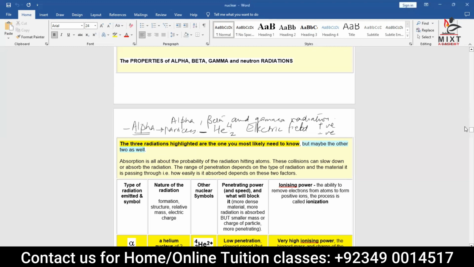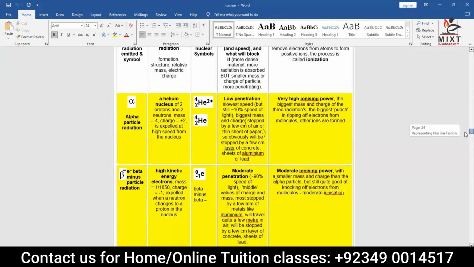Beta ones are negatively charged, fast moving electrons. Absolutely, that's fine. Now, the important thing about beta radiation is that their penetration power is somewhere in the middle. You can say that their penetration power is less than the gamma radiation, but more than the alpha radiation.